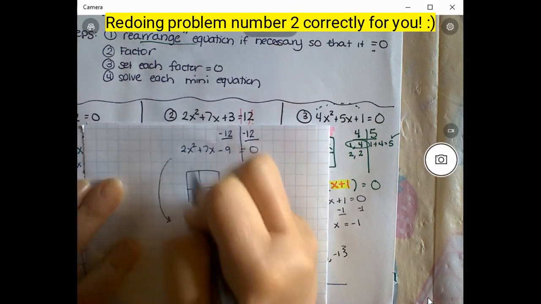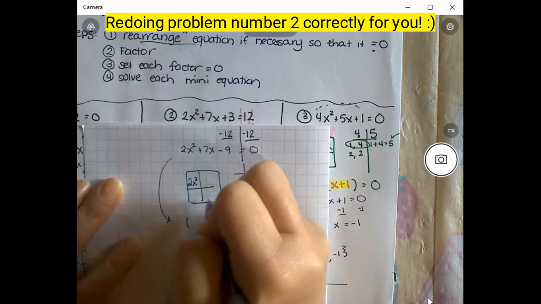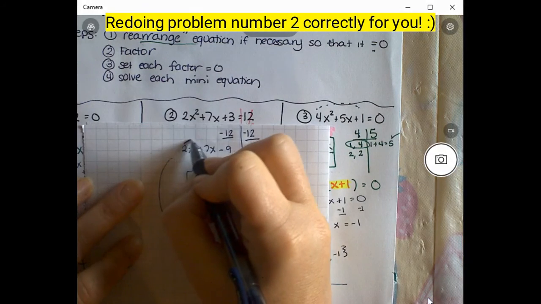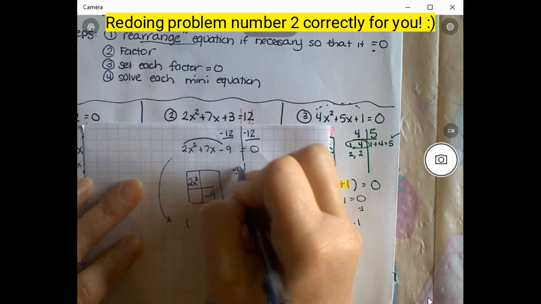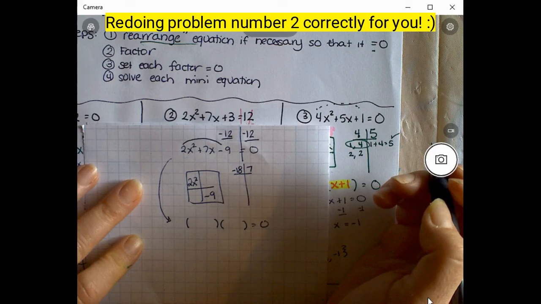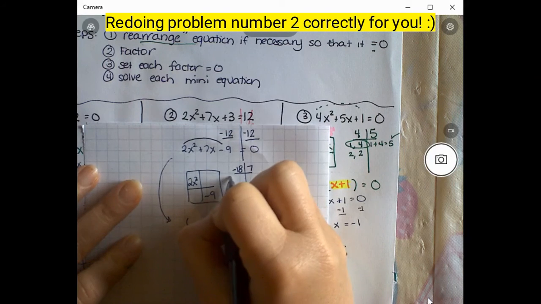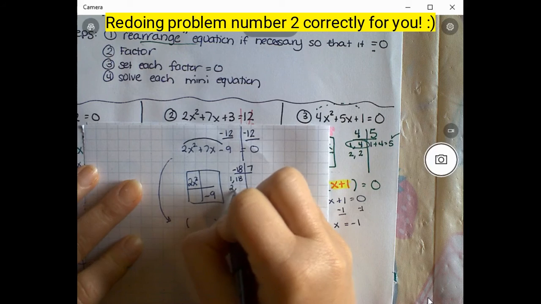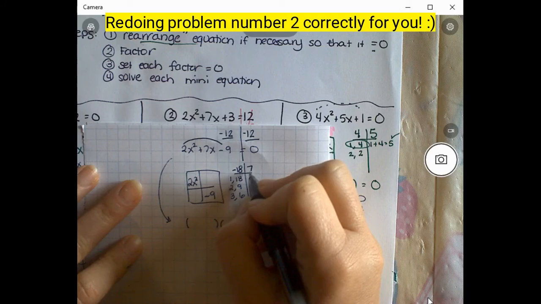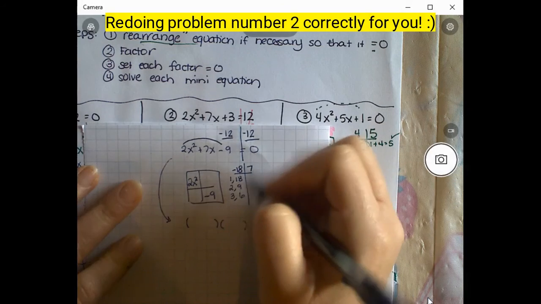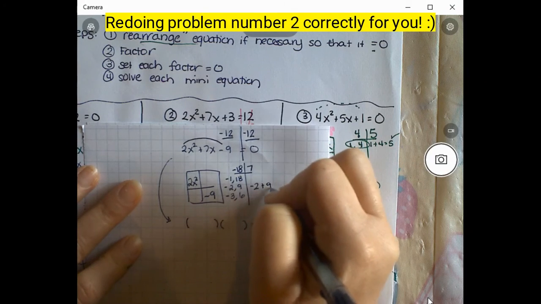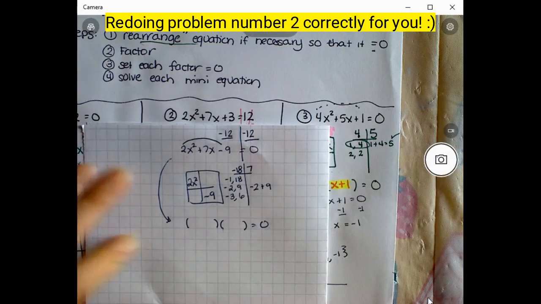In the box, we put the first term, 2x squared, and the last term, negative 9. In these, we have to figure out. So we're going to multiply 2 times negative 9. That's negative 18. And 7, positive 7, goes in the middle. All right. Factors of 18: 1 and 18, 2 and 9, 3 and 6. We want the ones that add up to positive 7. Oh, there's where my mistake was. This is positive 7. So we need negative 2 and 9. Okay, that's where I messed up.